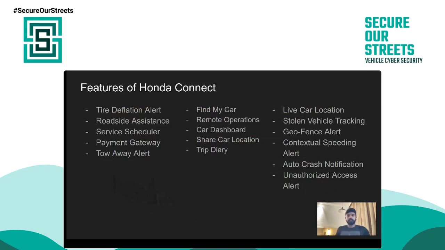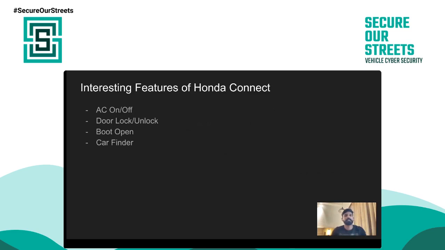Okay, so let's talk about the features of Honda Connect. Honda Connect has a tire deflation alert, roadside assistance, service scheduler, payment gateway, tow away alert, find my car, remote operations, car dashboard, etc. I guess there were 30 plus connected features here. The features that I was interested in were these four: car finder, boot open, door unlock and lock, and AC on off. So these are the four things that I was interested in.